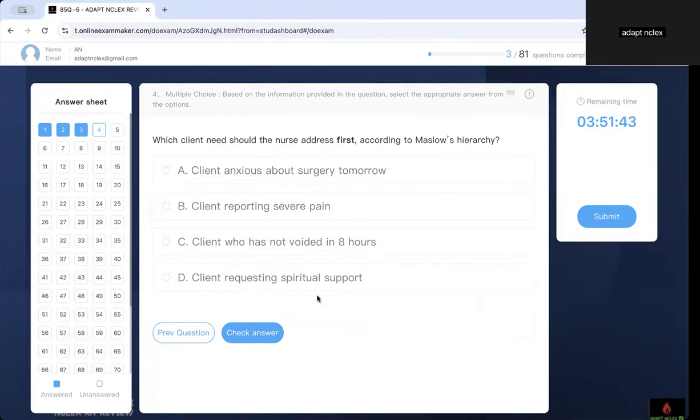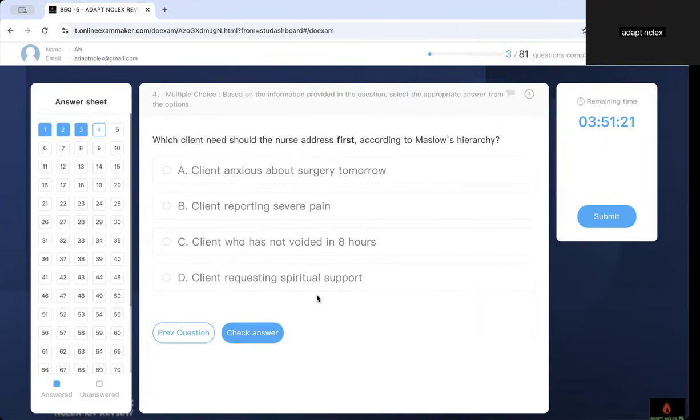What do you think? Is it the client anxious about surgery tomorrow? The client reporting severe pain? The client who has not voided in 8 hours? The client requesting spiritual support? How do you answer this question? Write down the concept you're supposed to know. Maslow, what does Maslow say?